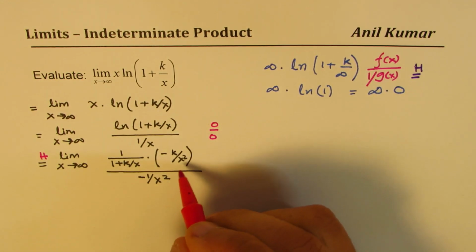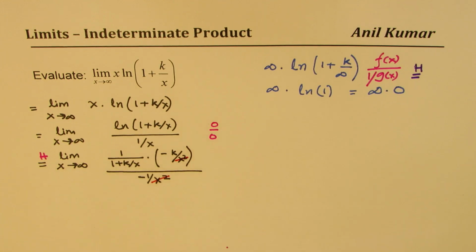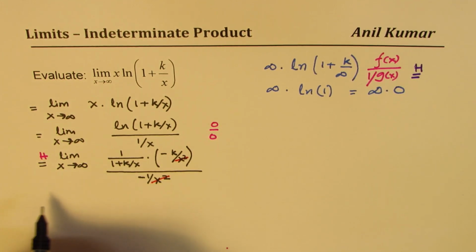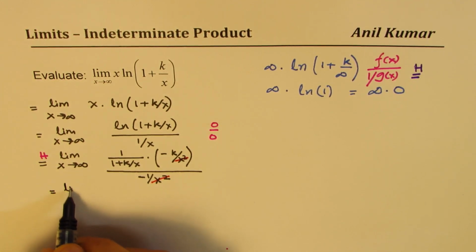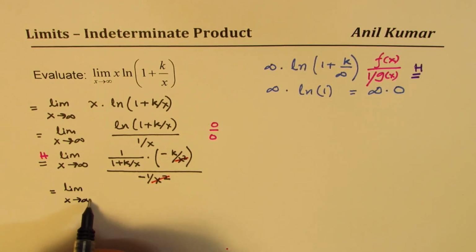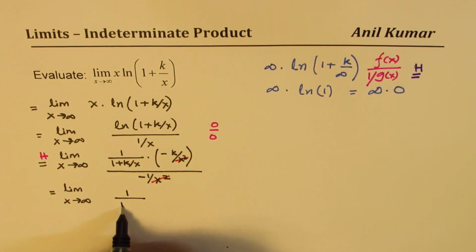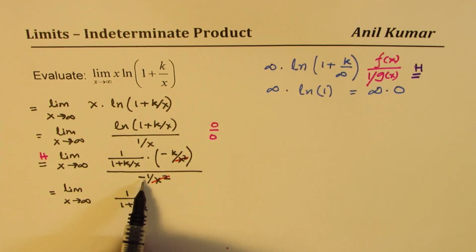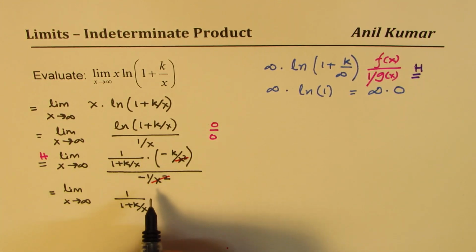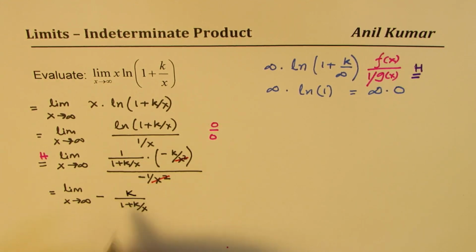Now, from here, we could cancel this to simplify. So what do you get? So let's rewrite the whole expression after simplification. So we get this as equal to the limit as x approaches infinity of 1 over 1 plus k over x, correct? Here we're left with the negative sign with k there, right? So we could write this as negative, and k times 1 will be k. So we get this expression, correct?